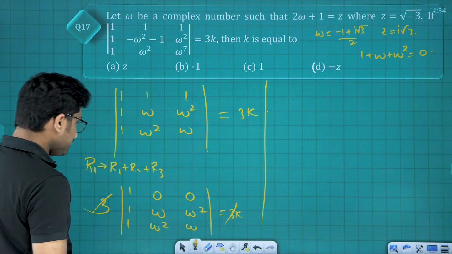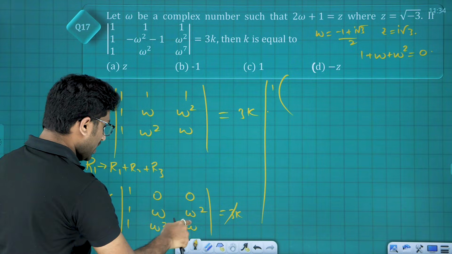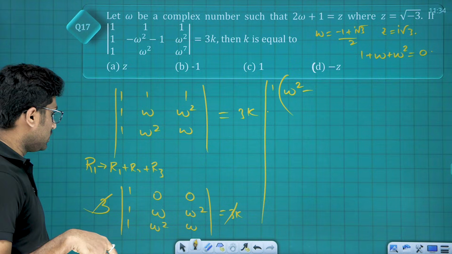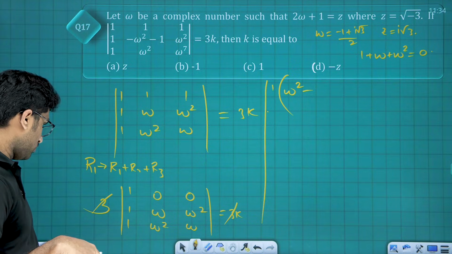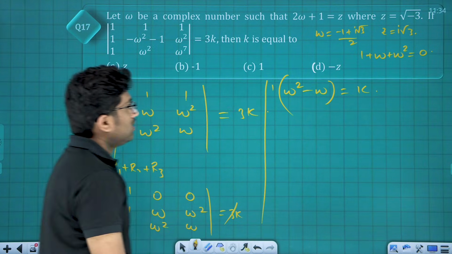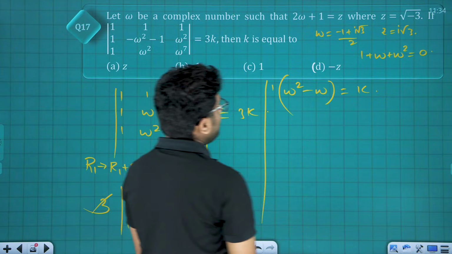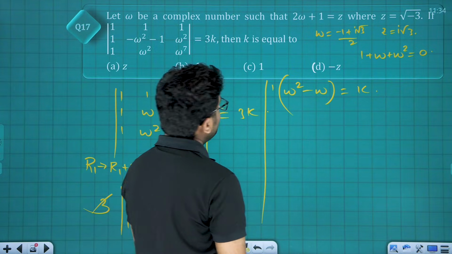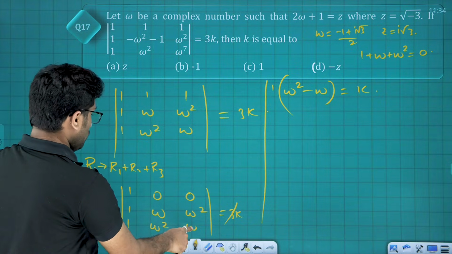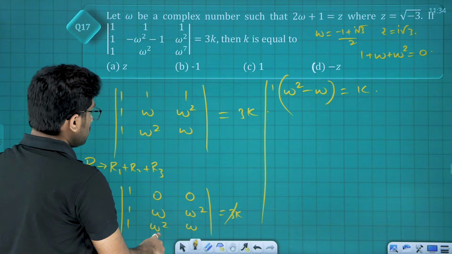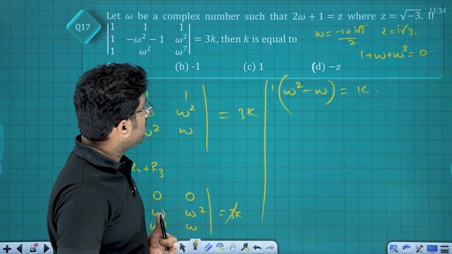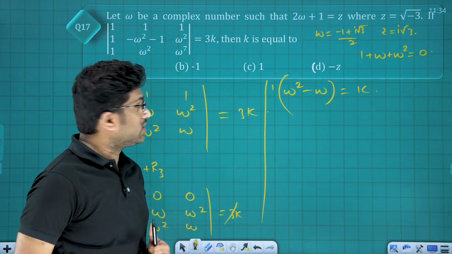Now let's see this. 1 into omega into omega square, omega into omega square minus omega power 4. Omega power 4, what is this omega power 4? Omega power 4 is omega only. This is equal to k, guys. Okay. But we already know 1 + omega + omega square is equal to 0, no? 1 into omega into omega square minus omega square omega power 4. So omega square minus omega is equal to k. Then they are asking k in terms of what is this?